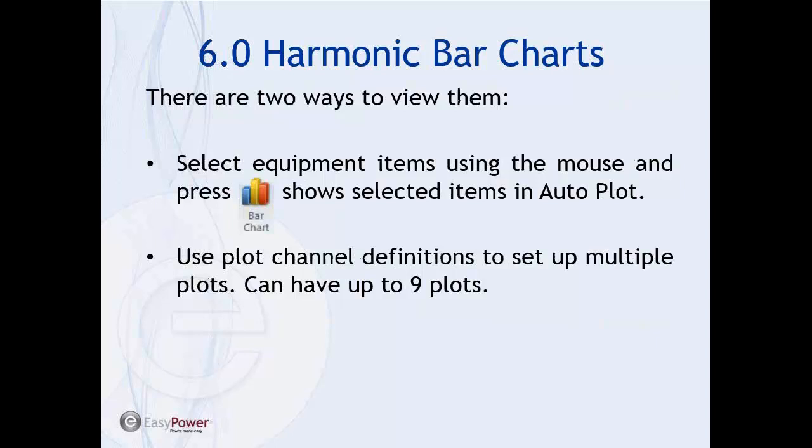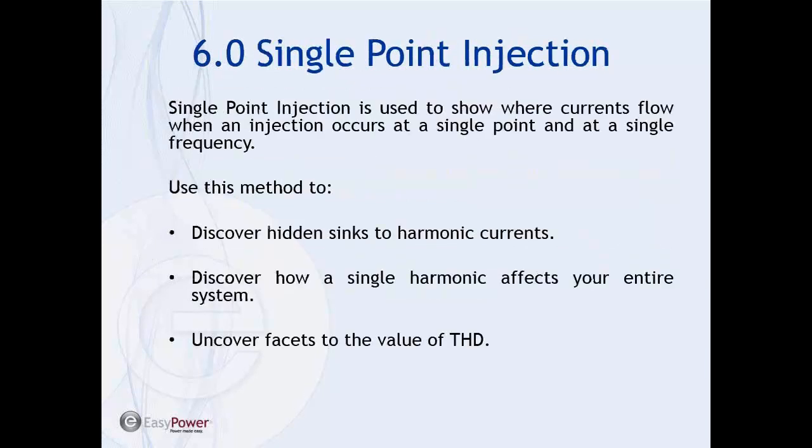Now, there are two ways to view the harmonic bar charts. The first way is when you're in the focus, and I'm going to show you all this: you just click on the equipment that you want to plot, and then you click bar chart. That's all you have to do. It'll do the summation calculation in the background, and then automatically perform the plot on the items that you selected. The next is that you can use the plot channel definitions to set up multiple plots, and you can have up to 9 of them to see the spectral content throughout the system.